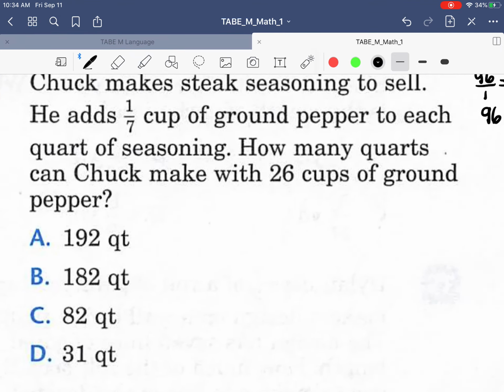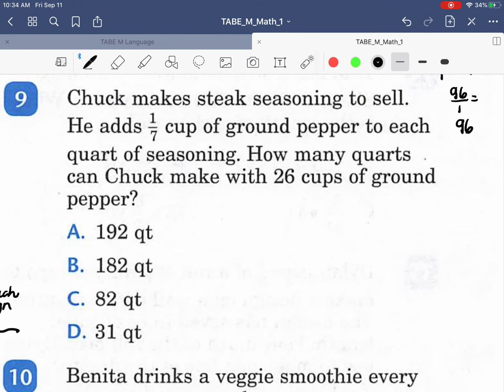Chuck makes steak seasoning to sell. He adds 1/7 of a cup of ground pepper to each quart of seasoning. How many quarts can Chuck make with 26 cups of ground pepper? So the total cups of pepper that he has is 26. He is breaking that down into quarts, or let's just call it each serving.